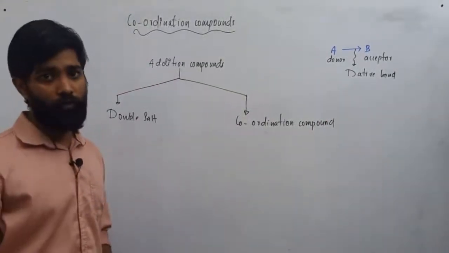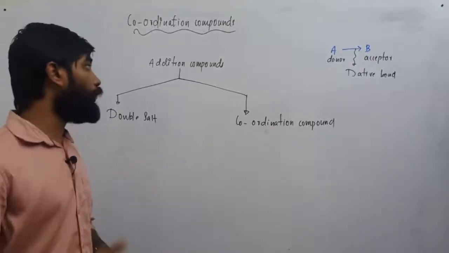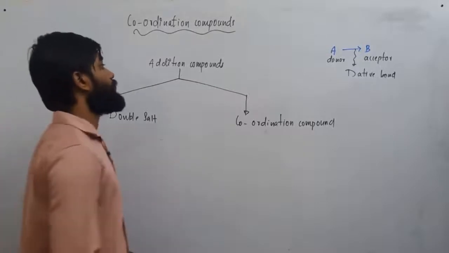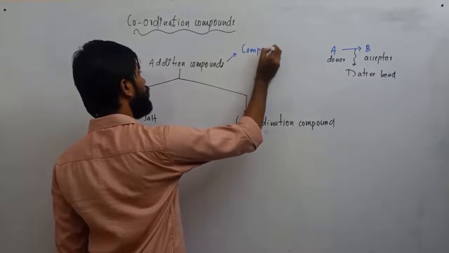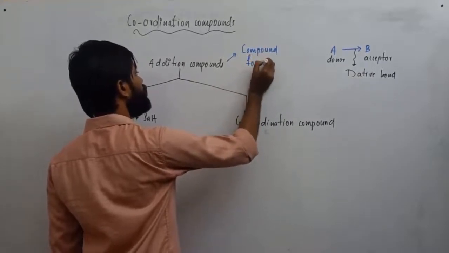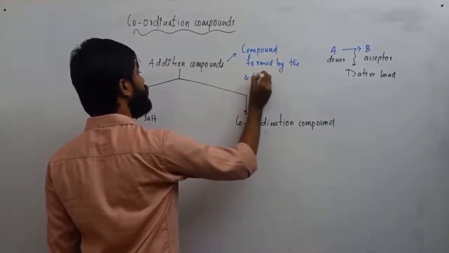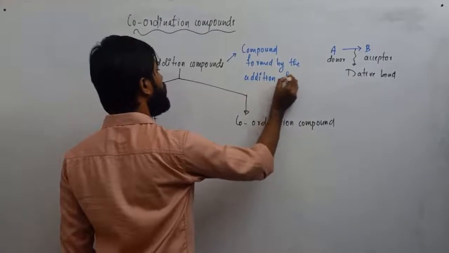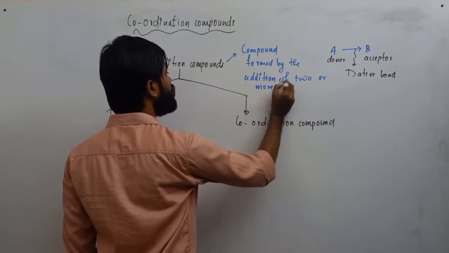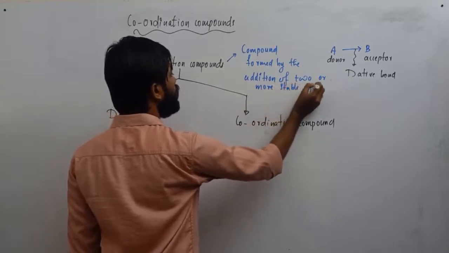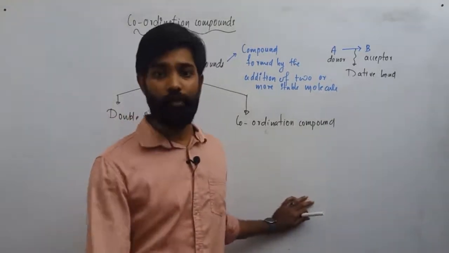So there are basically two types of addition compounds, double salt and coordination compound. Then what is an addition compound? It is a compound formed by the addition of two or more stable molecules.